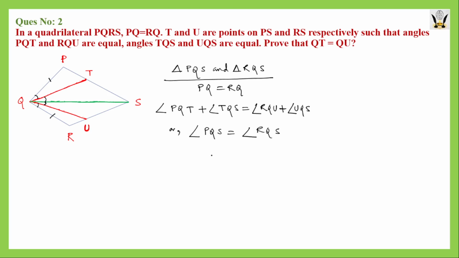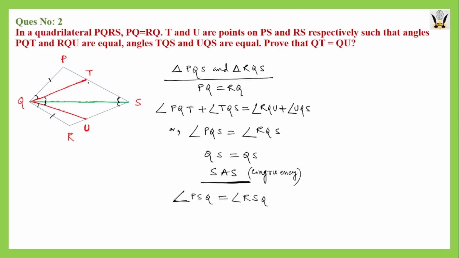And again, between these two triangles, QS is the common side, so QS equal to QS we can write. So what is the type of congruency? Here we have side, then this angle, then again this side. So side, angle, side congruency we have between these two triangles. And if it is so, then we can say that angle TSQ will be equal to angle RSQ.